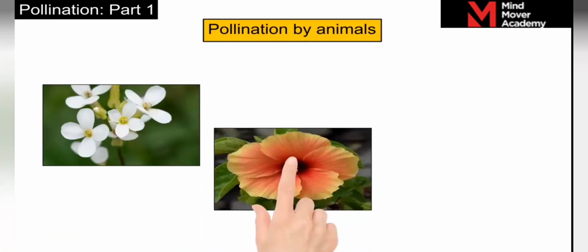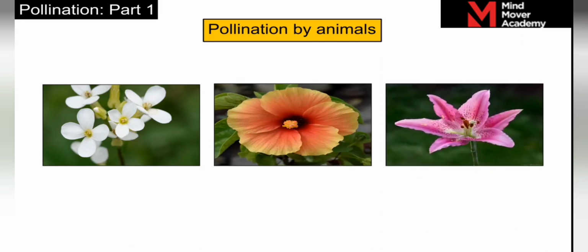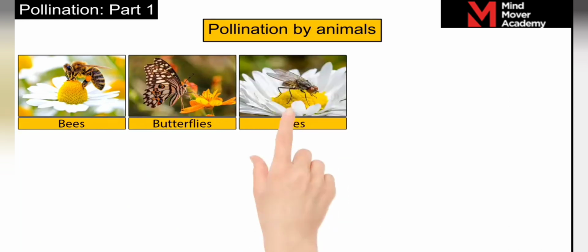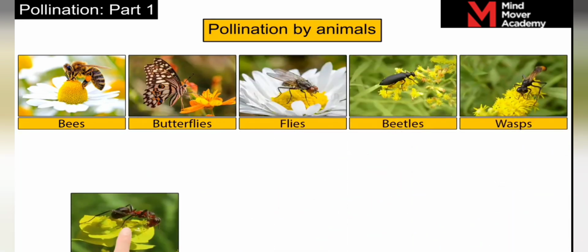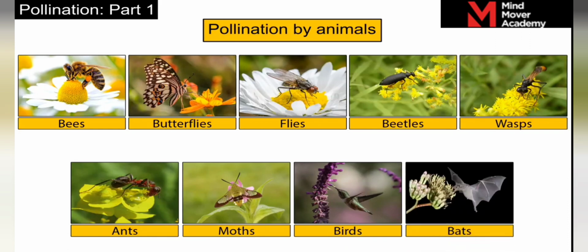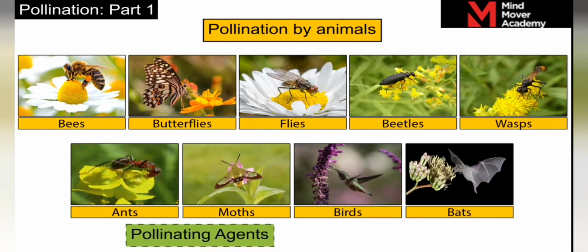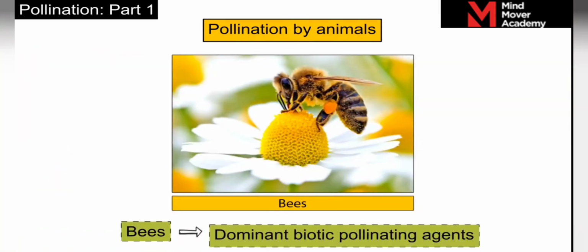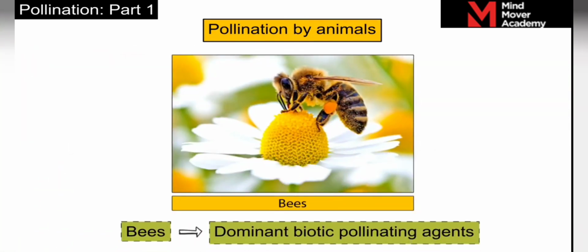Majority of flowering plants use a range of animals as pollinating agents: bees, butterflies, flies, beetles, wasps, ants, moths, birds, sunbirds and hummingbirds, and bats are the common pollinating agents. And as discussed earlier, they're termed as pollinators. Among the animals, insects, particularly bees, are the dominant biotic pollinating agents.